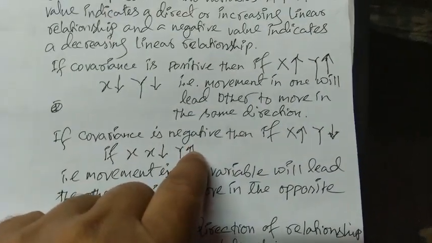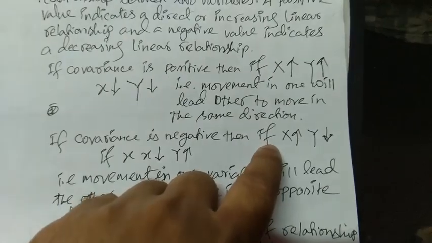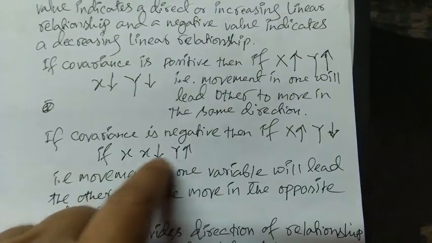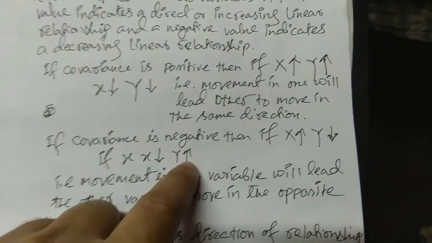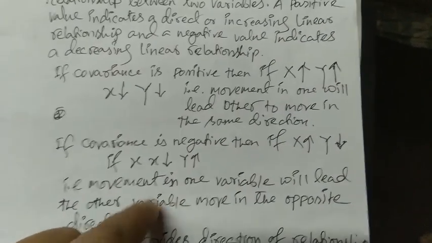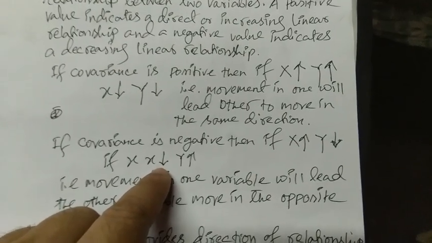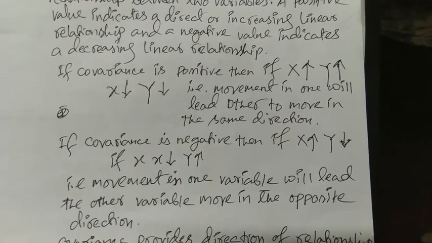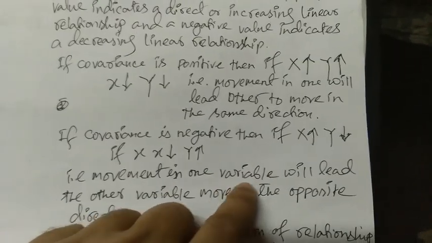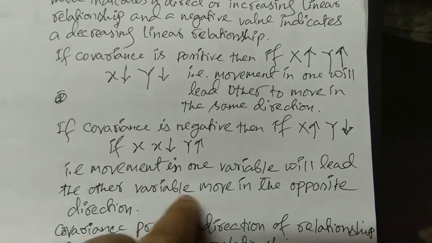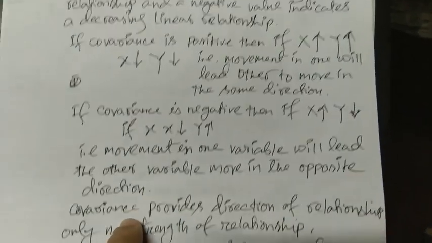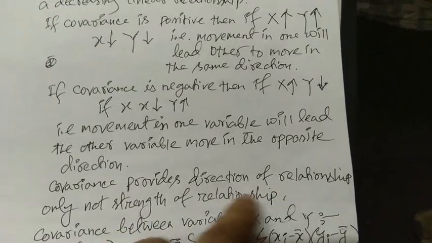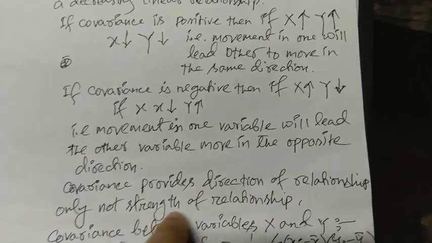If covariance is negative, then the relationship is opposite. That means if x goes up, y will go down. If x goes down, y will go up. If one of the variables goes up, the other variable will go down. They will move in the opposite direction. So movement in one variable will lead the other variable to move in the opposite direction.